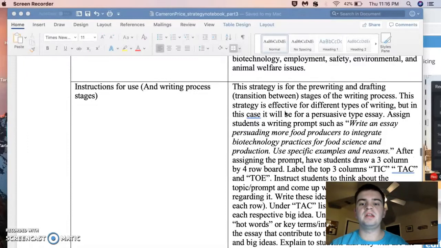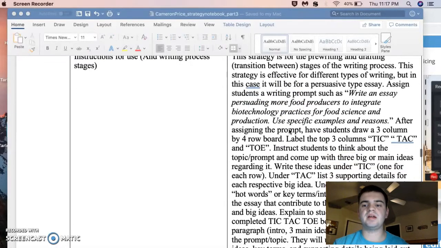Instructions for use. This strategy is for the pre-writing and drafting stages of the writing process, or really the transition between, because it has some pre-writing ideas going into the drafting process. So it's really the transition between the two, which I like because it does connect these two process writing strategies together. This strategy is effective for different types of writing, but in this case, it's going to be used for a persuasive type essay.